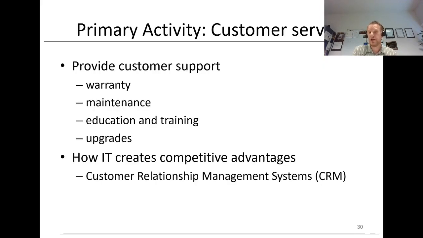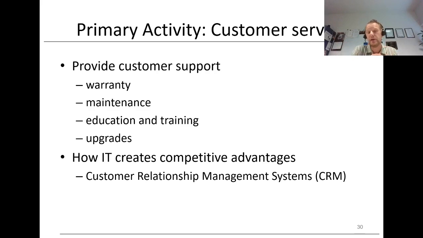Customer service is another type of primary activity. So here we look at customer support, like warranty, right? If a product turns out to be damaged, like maintenance, like education and training of our customers. If your product requires a special way of using it, then it's very important that you provide education and training.